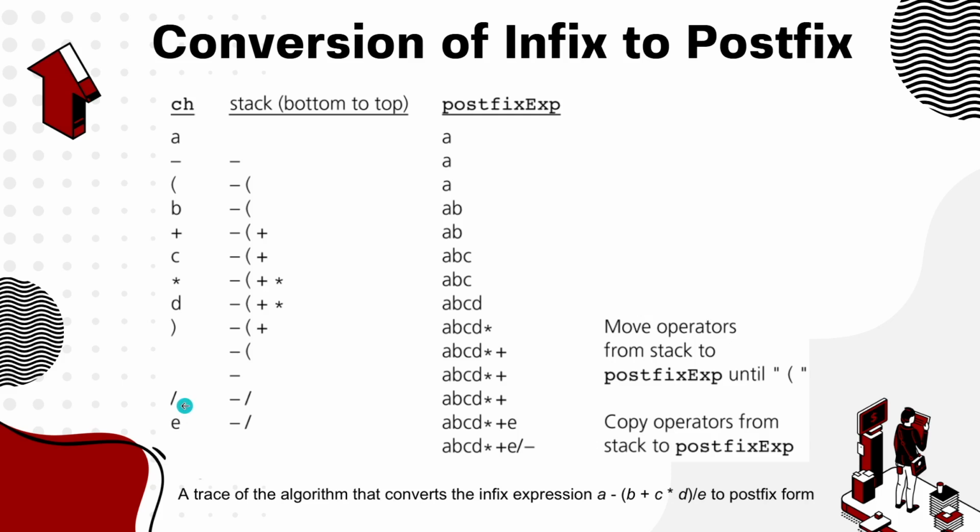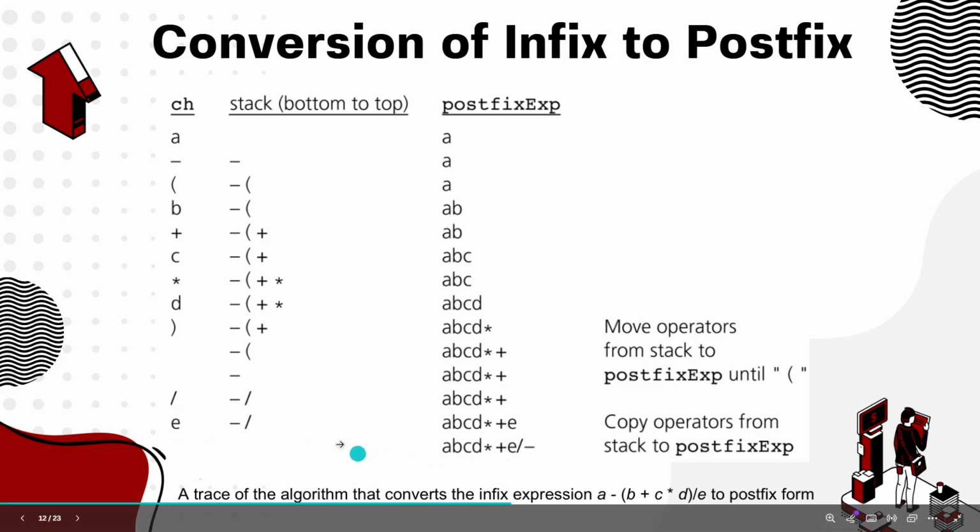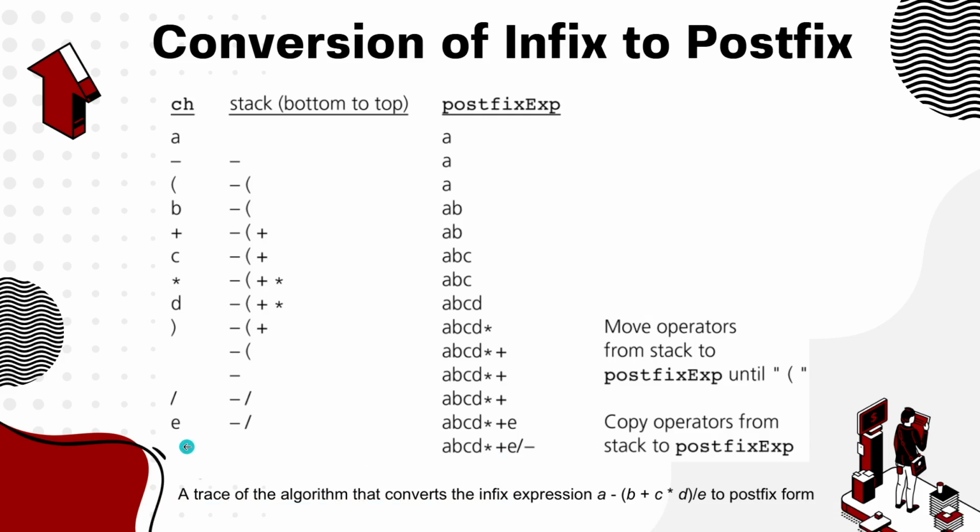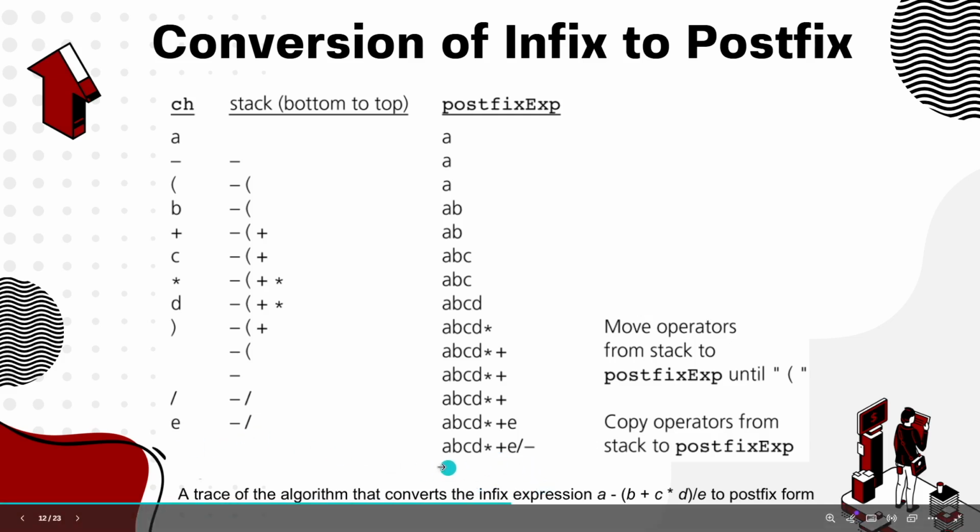One is a slash, so it is an operator, and we straight away push it onto stack. Then we encounter e, which is an operand, so place it in output. After that we have reached the end of input. Once we have reached the end of input, we just pop out all the entries in the stack till it becomes empty. Thereby we pop slash first followed by minus, and so this is the corresponding postfix expression for the given infix expression.